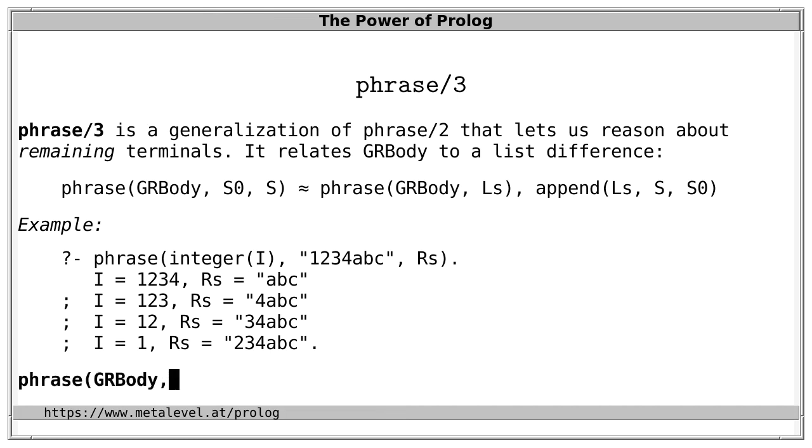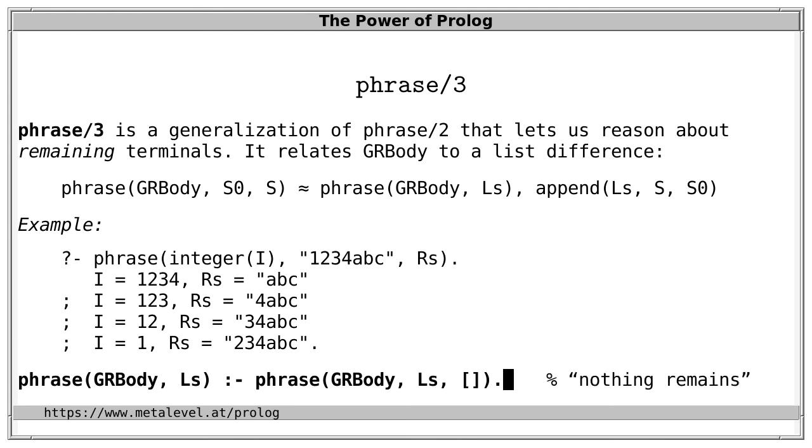And one equivalence that always holds is that we can define phrase with 2 arguments in terms of phrase with 3 arguments, where we use the empty list as the 3rd argument to say nothing remains. That is, the entire list ls is described by a GR body. So this version of phrase lets us reason from the Prolog side, so to say, about sequences described by a grammar rule body manifested as list differences.